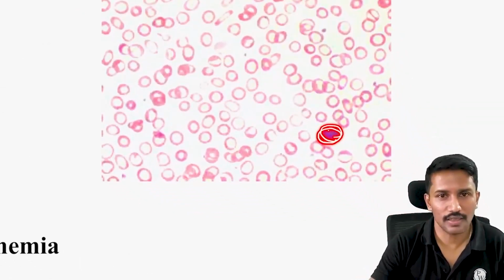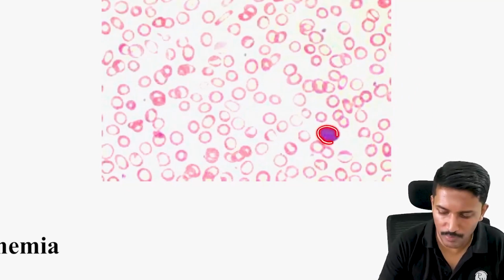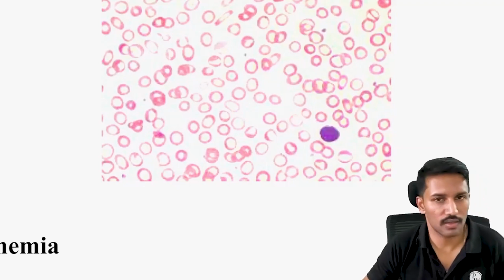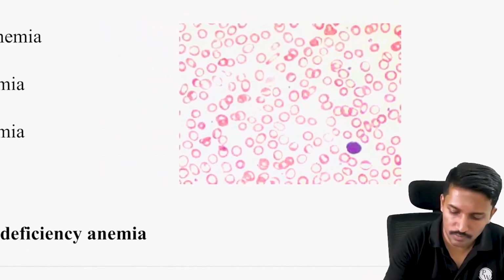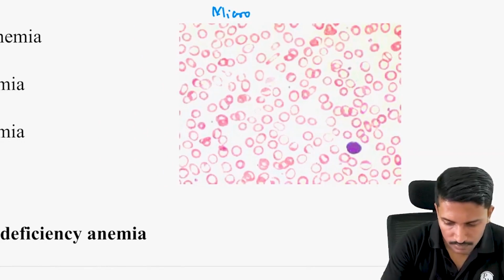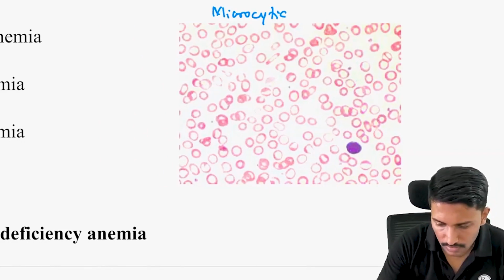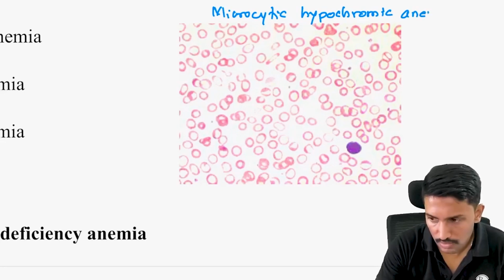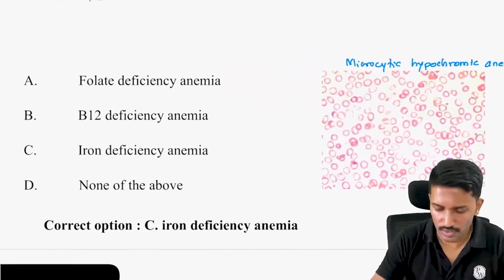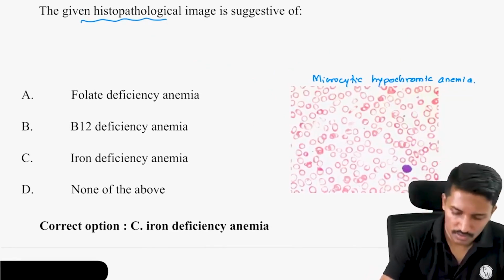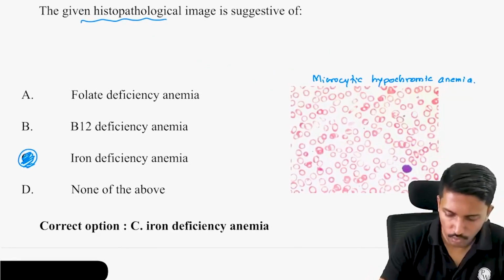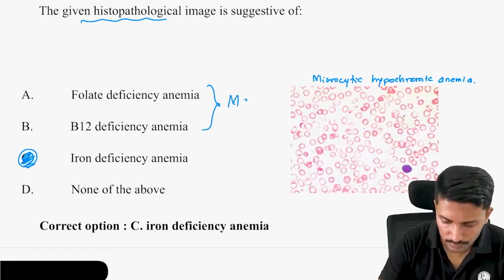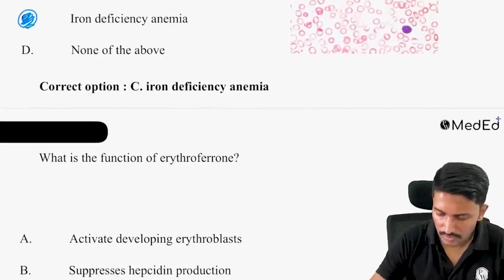In this image, we can see a lymphocyte, and when we compare the RBCs to the lymphocyte, the RBCs are smaller, right? They are definitely smaller. So what we have here is a microcytic hypochromic anemia. If we have microcytic hypochromic anemia, what could be the answer here, right? Obviously it is iron deficiency anemia. Folate and B12 cause what we know as macrocytic anemia. So option C would be the right answer.